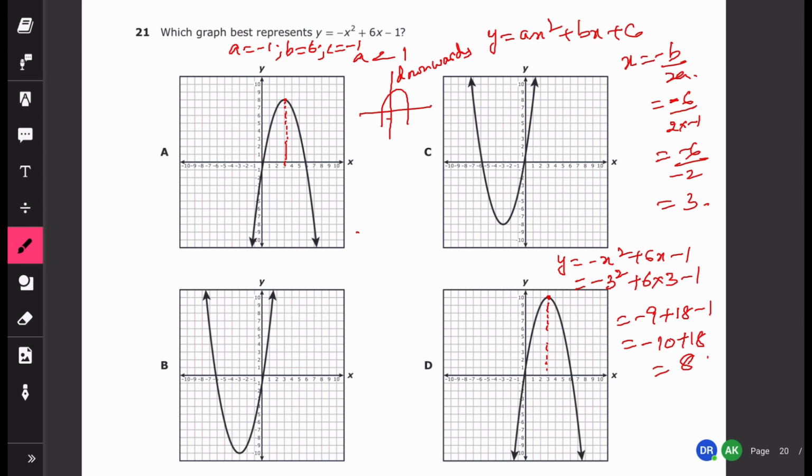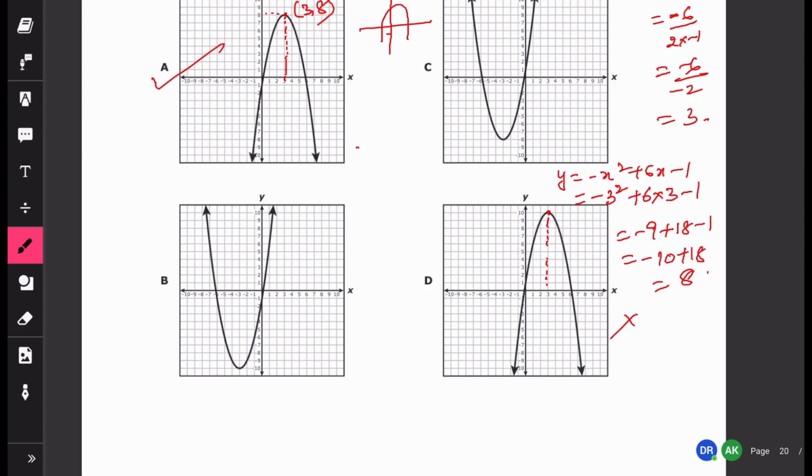At which point here? See, this is the point. So this is the point (3, 8). Therefore this will be the correct option. The 21st one is option A. Now here you cannot get it as 10. If you take 9 minus 1, you are getting 8. Then 8 plus 18, you're getting a very big value, that is 26. That is not at all there in the graph, therefore this option can be ruled out. Therefore A is the correct option.